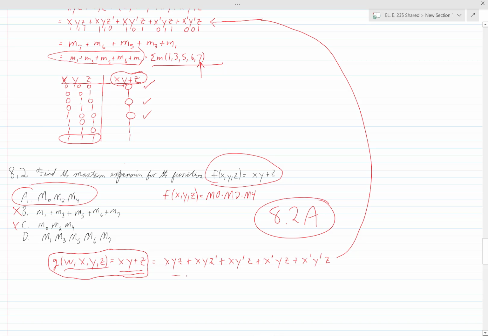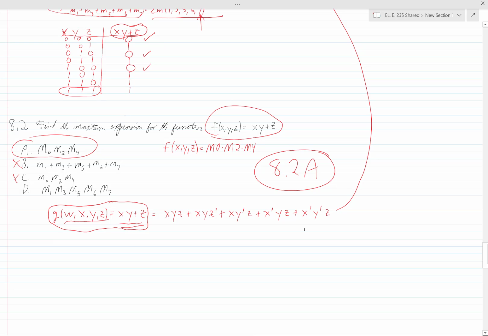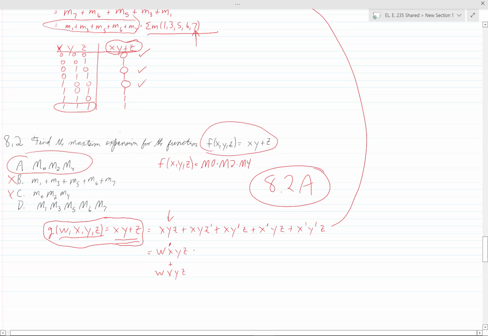But these expressions down here are no longer minterms, because now we have four independent variables rather than three. So each one of these terms needs to have a W in it in order to be a minterm. And the way that we can do this is that each term can be ANDed with W or W prime. So actually, each of these terms will give two minterms. We'll have a W prime XYZ or W XYZ. That's what this first term is: it is a minterm if there are only three independent variables, but if we go to four independent variables, then it becomes the sum of these two minterms.